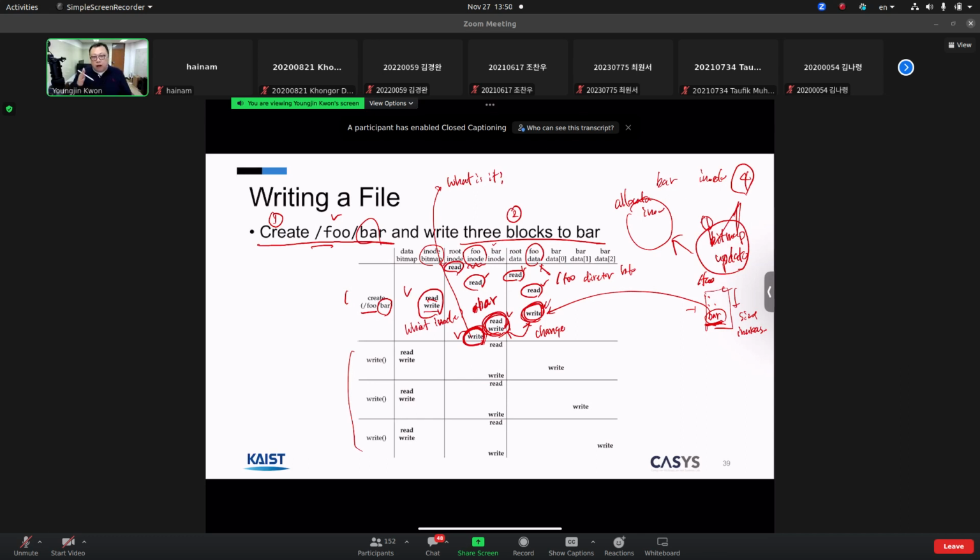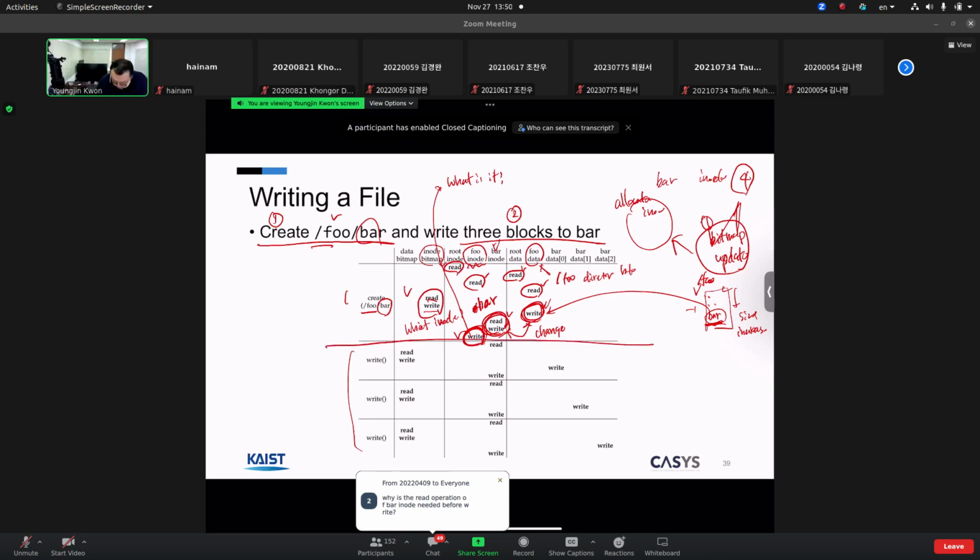But in the next lecture, we will discuss the implication of this reordering. For now, it's okay. What you want to do is persist these foo blocks and persist this bar inode block. So that's creation.